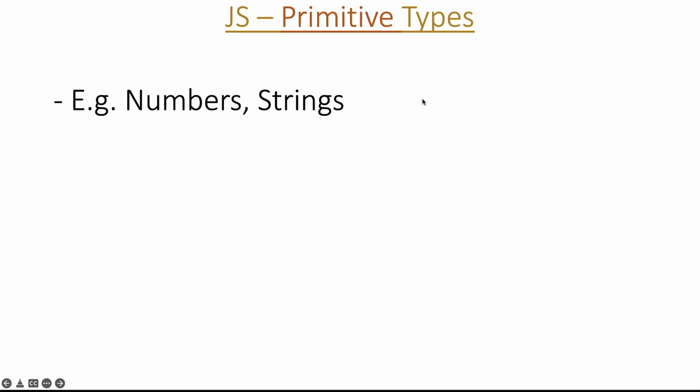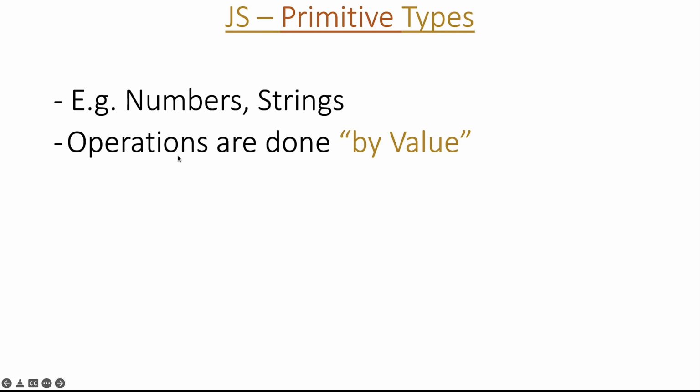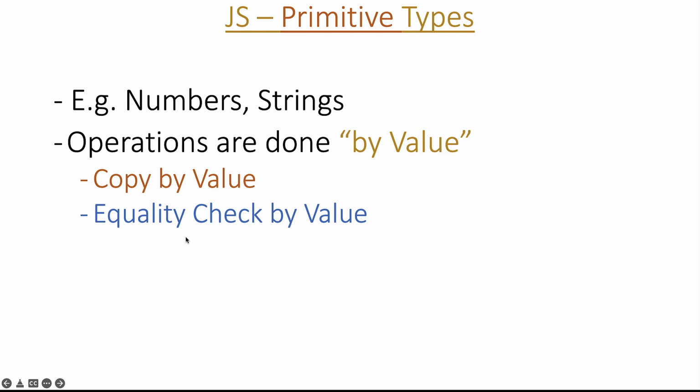Examples of primitive types in JavaScript are numbers, strings, etc. And operations on primitive types are done by value. So what do we mean by that? That means primitive types are copied by value, and the equality checks on primitive types are also done by value. Let's look at an example.